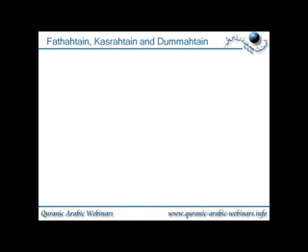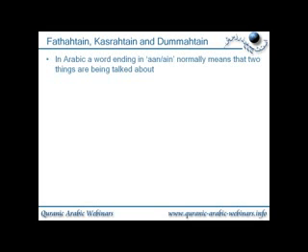Terminologies then: fathahtain, kasrahtain and dummahtain. In Arabic, a word ending in "an" or "ain" normally means that two things are being talked about. So this is just a bit of background, again, this is really grammar. In Arabic grammar they have a concept of singular, dual and plural. So you can be talking about one thing, two things, or more than two things.